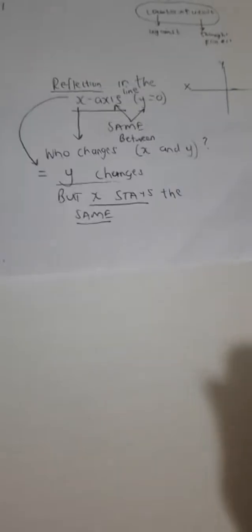All right, because there's only one person who's changing, it is y, but x is doing what? X is staying the same, guys. X is staying the same. So firstly, let's look at the equation.